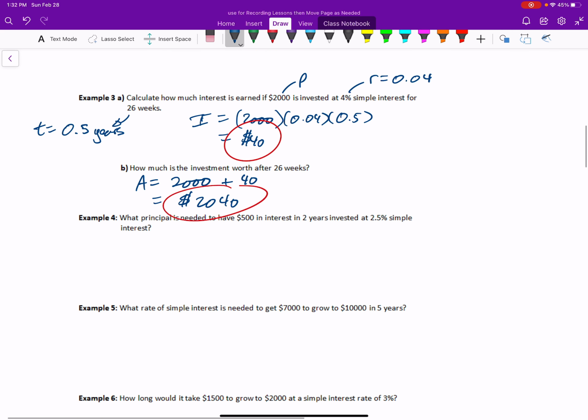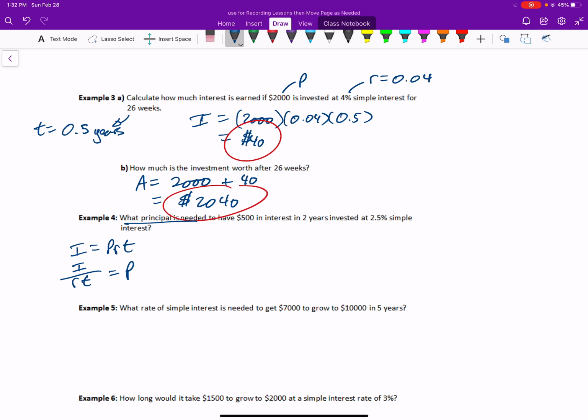What principal is needed to have $500 in interest in 2 years invested at 2.5% simple interest? So we can always just take this I equals PRT formula and rearrange it. In this case, they're saying what principal is needed. So if I were to rearrange this formula and isolate P, I could divide each side by R and T. So P equals I divided by the rate, divided by the time.